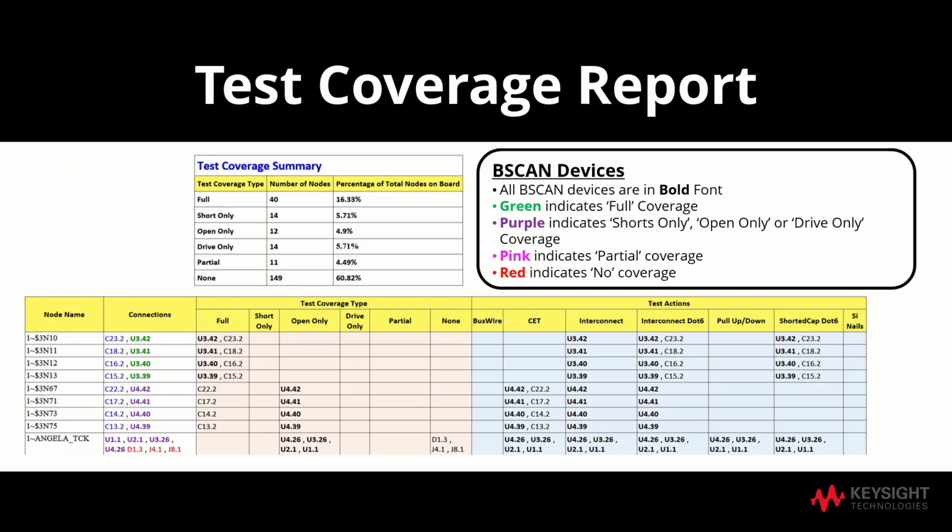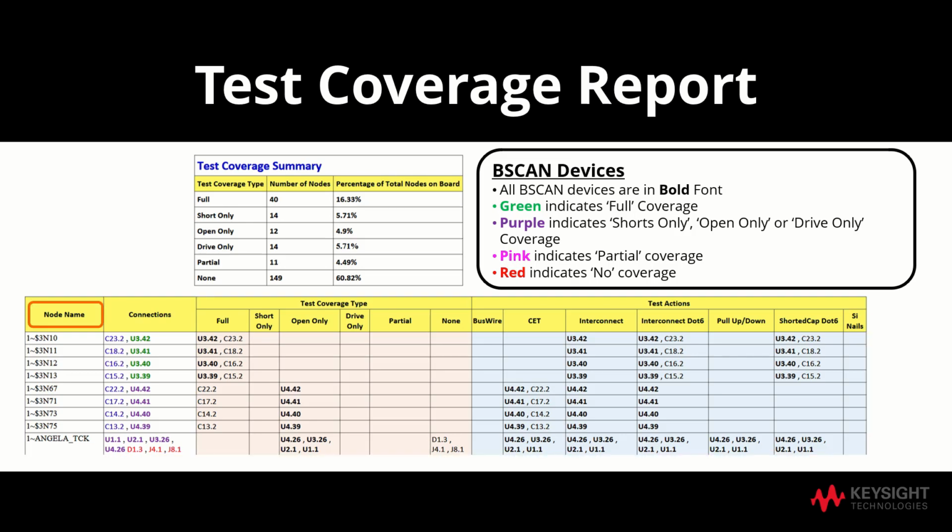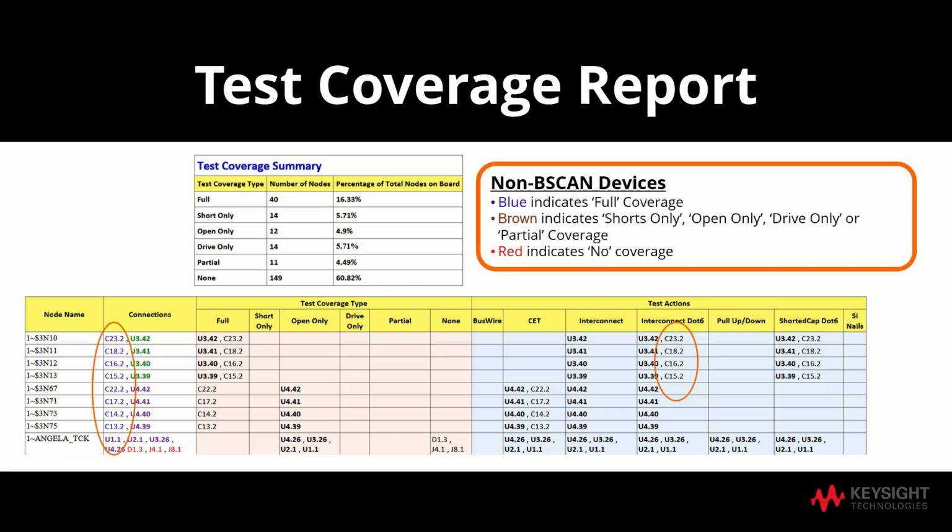The best feature of our report is the way it is represented with our coding and reporting scheme. The categories are as follows: node name, connections, test coverage types, and test actions. As part of the test coverage report, it is noted that all boundary scan devices are in bold font. The green indicates full coverage whereas purple indicates short only, open only or drive only coverage. Similarly, we have different color codes for different categories of coverage. For non-boundary scan devices, the fonts are normal and not bold.